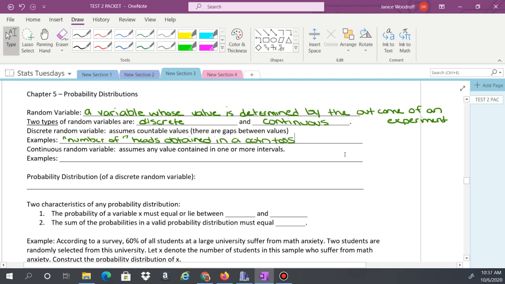Number of siblings is another example. And then continuous will assume any value contained over an interval. So those are going to be measurable values. So you're going to have length, time, price, or weight.